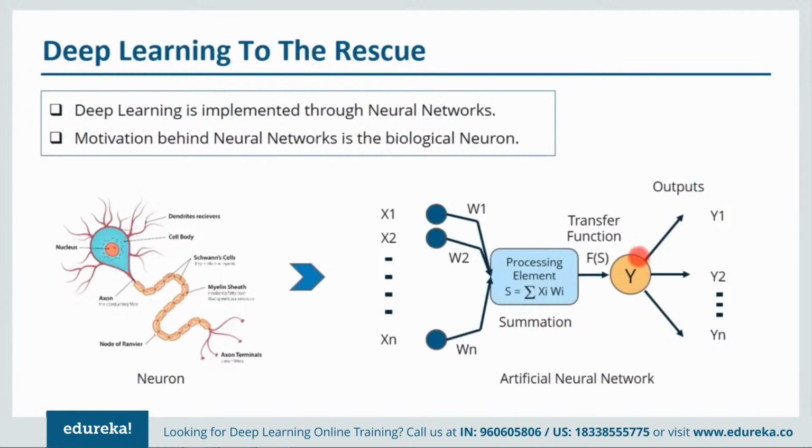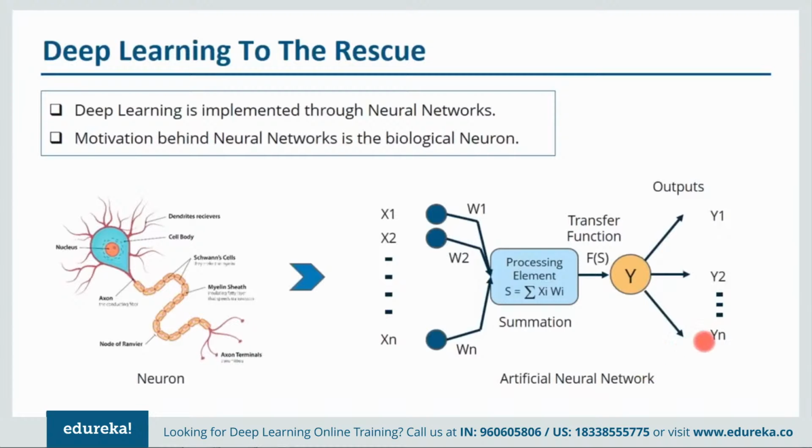After that comes the concept of the activation function. What is an activation function? It is used to provide a threshold. If your output is above the threshold, then only this neuron will fire, otherwise it won't fire. You can use a step function as an activation function, or you can even use a sigmoid function. So this is how an artificial neuron looks.